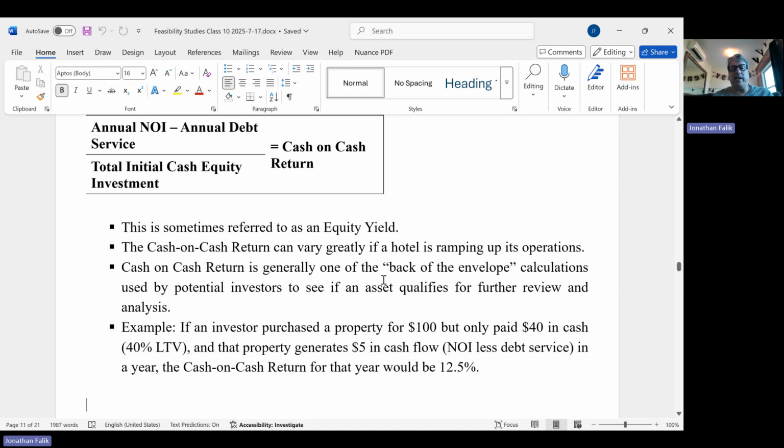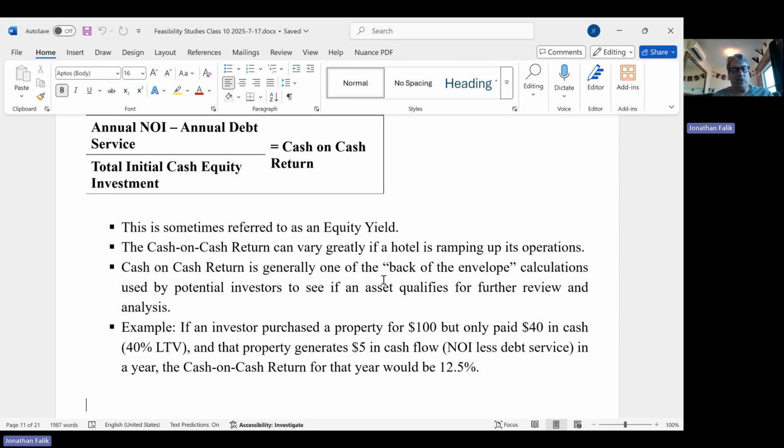Okay, so let's do the quick example. If someone buys a property for $100, they pay 40 in cash. Sorry, that's actually a 60% LTV. That shouldn't say 40%. And the property generates $5 in cash flow, and the cash flow is NOI less the debt service, right? You have $5 of cash flow divided by $40 of cash equity investment. So 5 divided by 40 is 12.5%, and that's what your cash on cash would be.